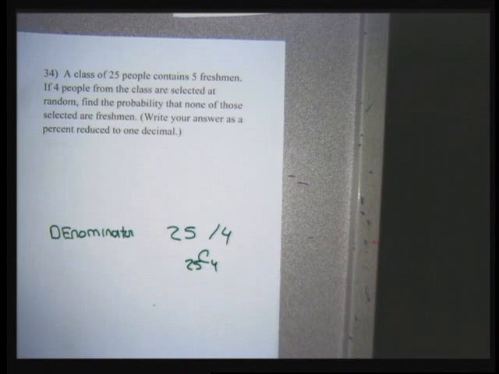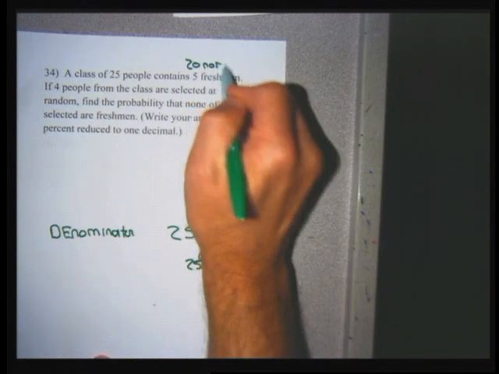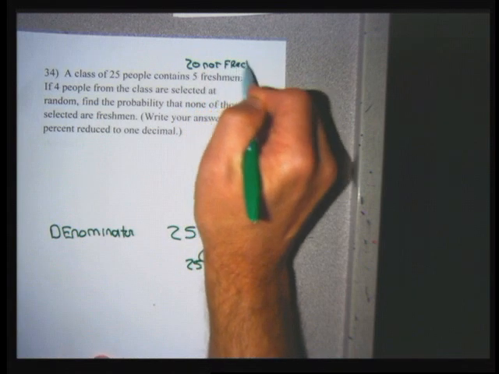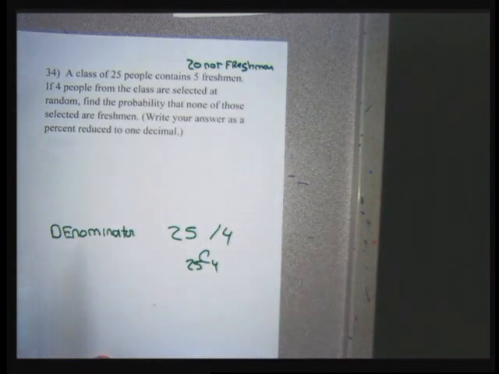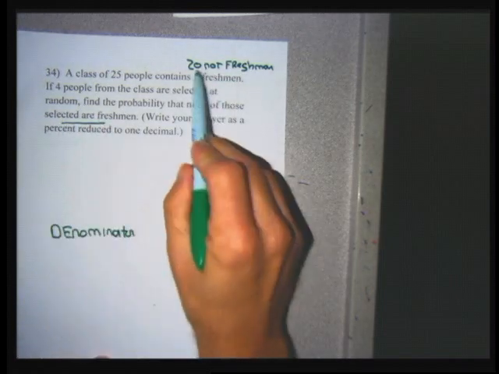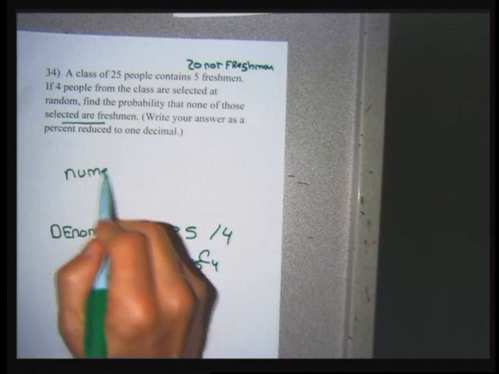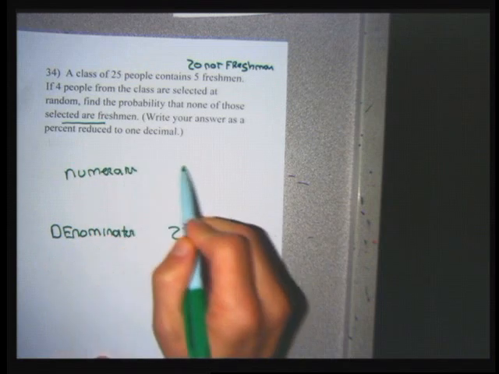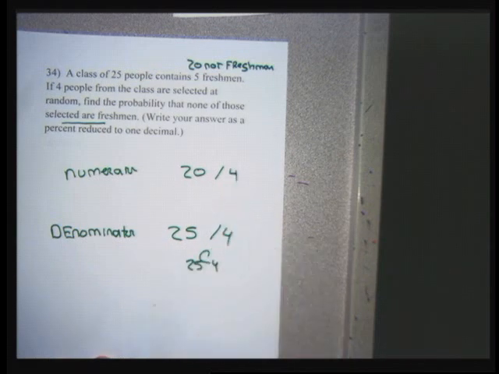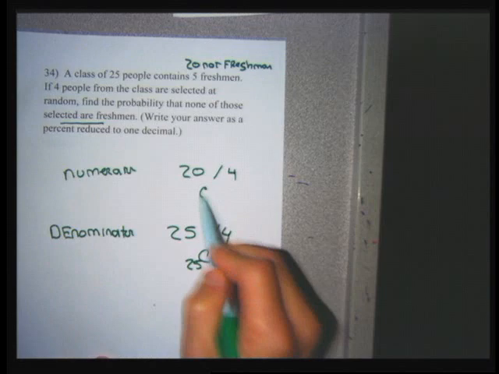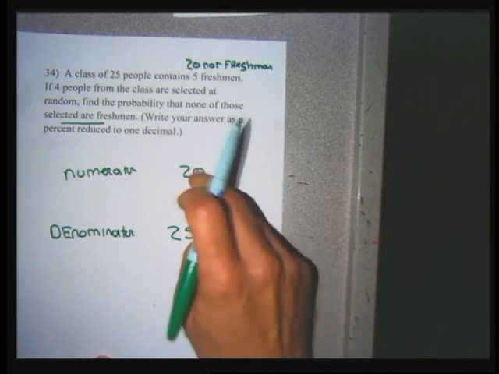This class has 5 freshmen and 20 that are not freshmen. And I want to pick no freshmen, which means I want to pick all 4 from the 20 that are not freshmen. So for the numerator, of the 20 that are not freshmen, I need to pick all 4 of them. And that's going to be a 20 choose 4. So the numerator is what I want. I want to get 4 of the 20 non-freshmen.